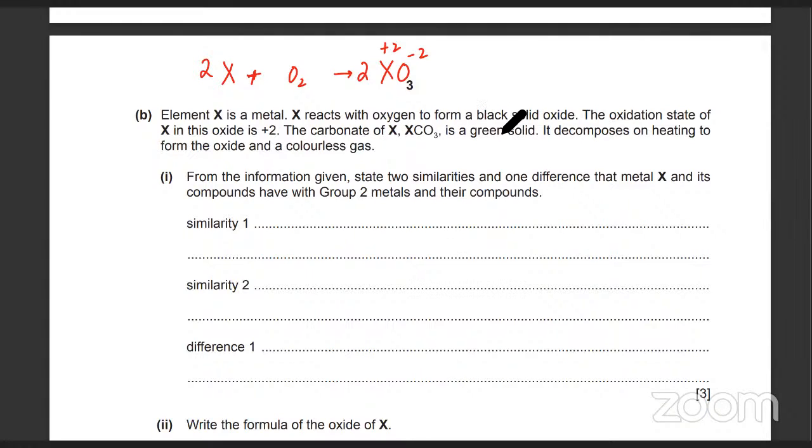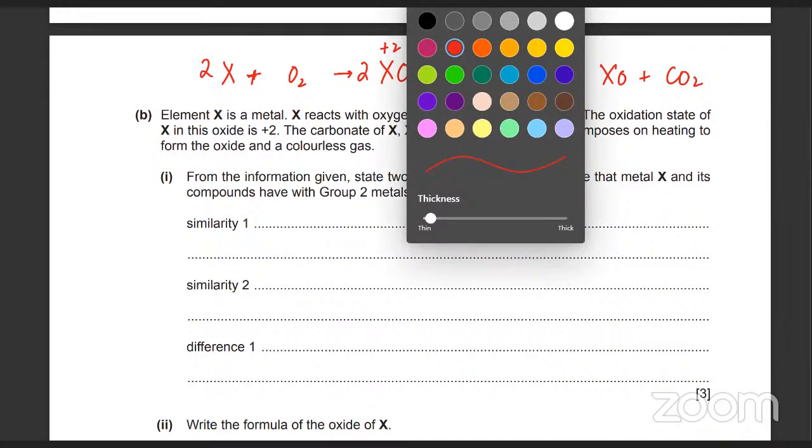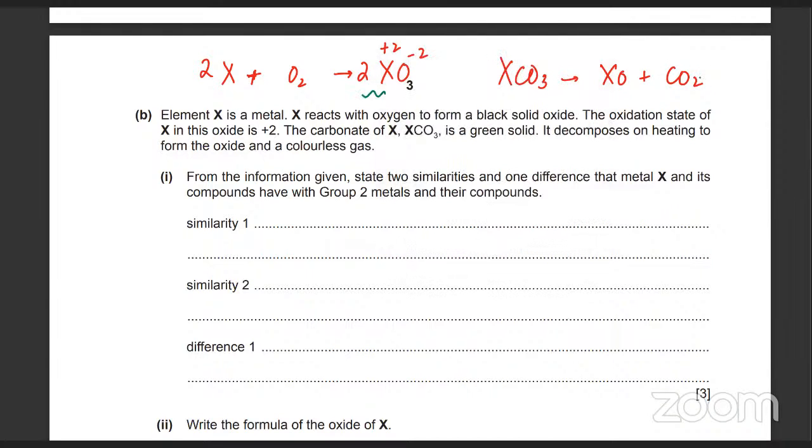The carbonate of X is a green solid. It decomposes on heating to form the oxide and a colorless gas. So there's a carbonate that decomposes. So metal carbonates, they decompose to form a metal oxide and carbon dioxide. Now, if you remember from O levels, although you need not remember the colors, a black metal oxide is copper oxide, and a green carbonate is copper carbonate. So most likely this is copper, but remember, transition metals are not part of your AS exam. So you wouldn't be asked anything about identifying the metal over here in this case.